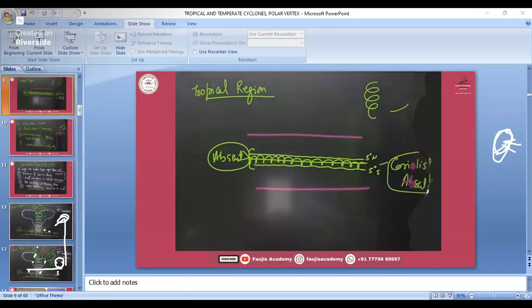Through this diagram also you can understand. So this is all about the tropical cyclones. We saw about the eye. The eye is a roughly circular area of light winds and fair weather.